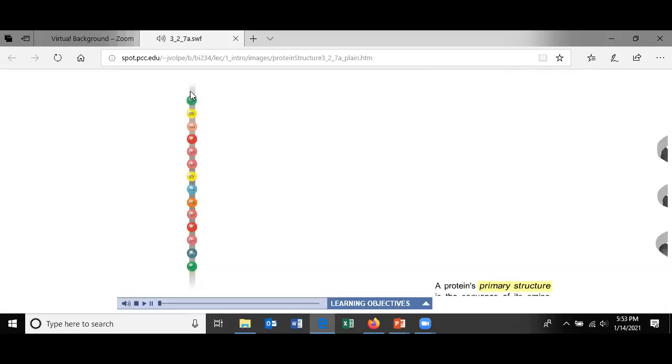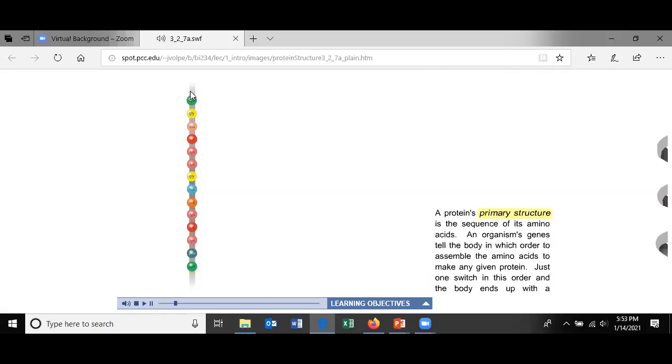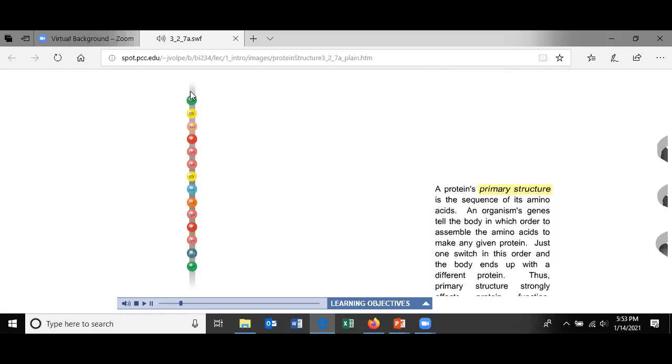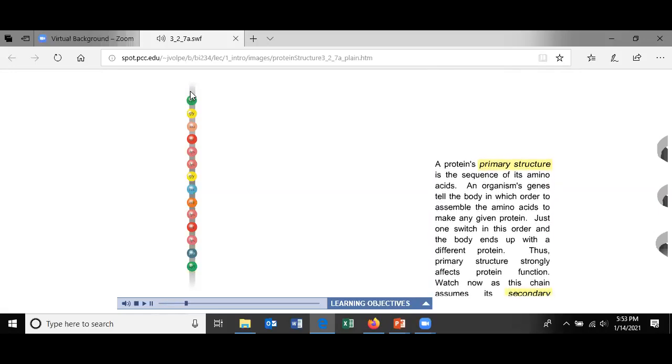A protein's primary structure is the sequence of its amino acids. An organism's genes tell the body in which order to assemble the amino acids to make any given protein. Just one switch in this order, and the body ends up with a different protein. Thus, primary structure strongly affects protein function.